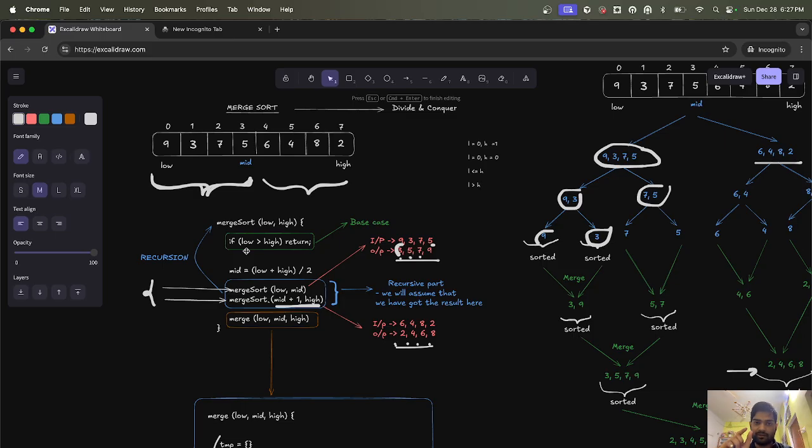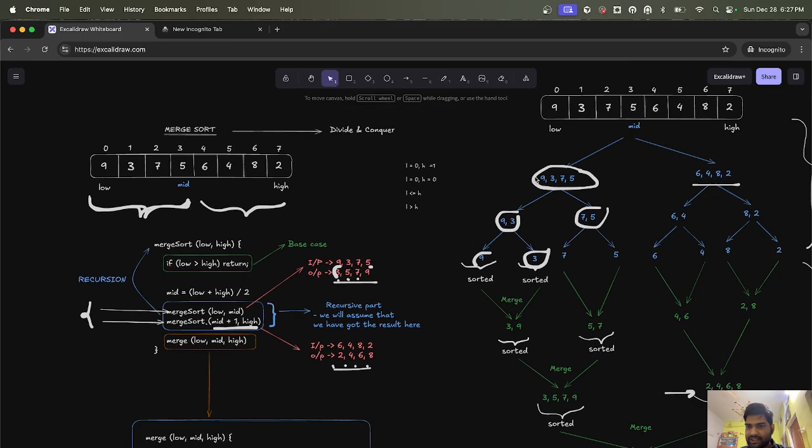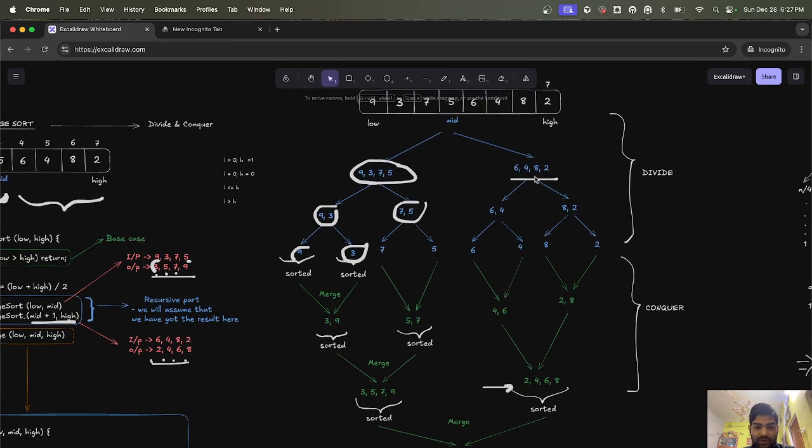Think of a very small sample space. Think of a very small problem to get the base case. That is how recursion works, right? So let me just quickly remove it, or let's keep it. So now we have got this 9. Now this 9 is already sorted. This 3 is already sorted.